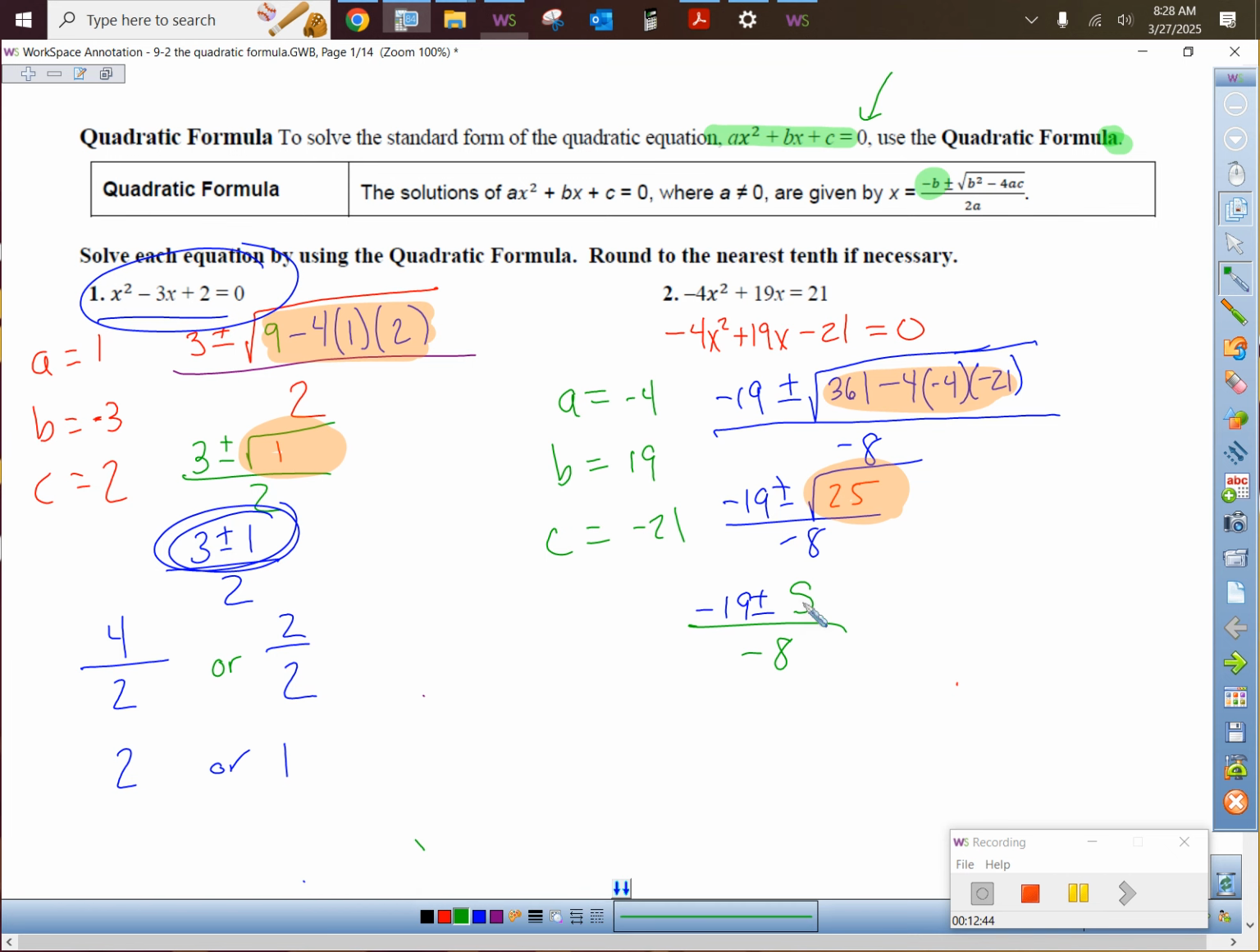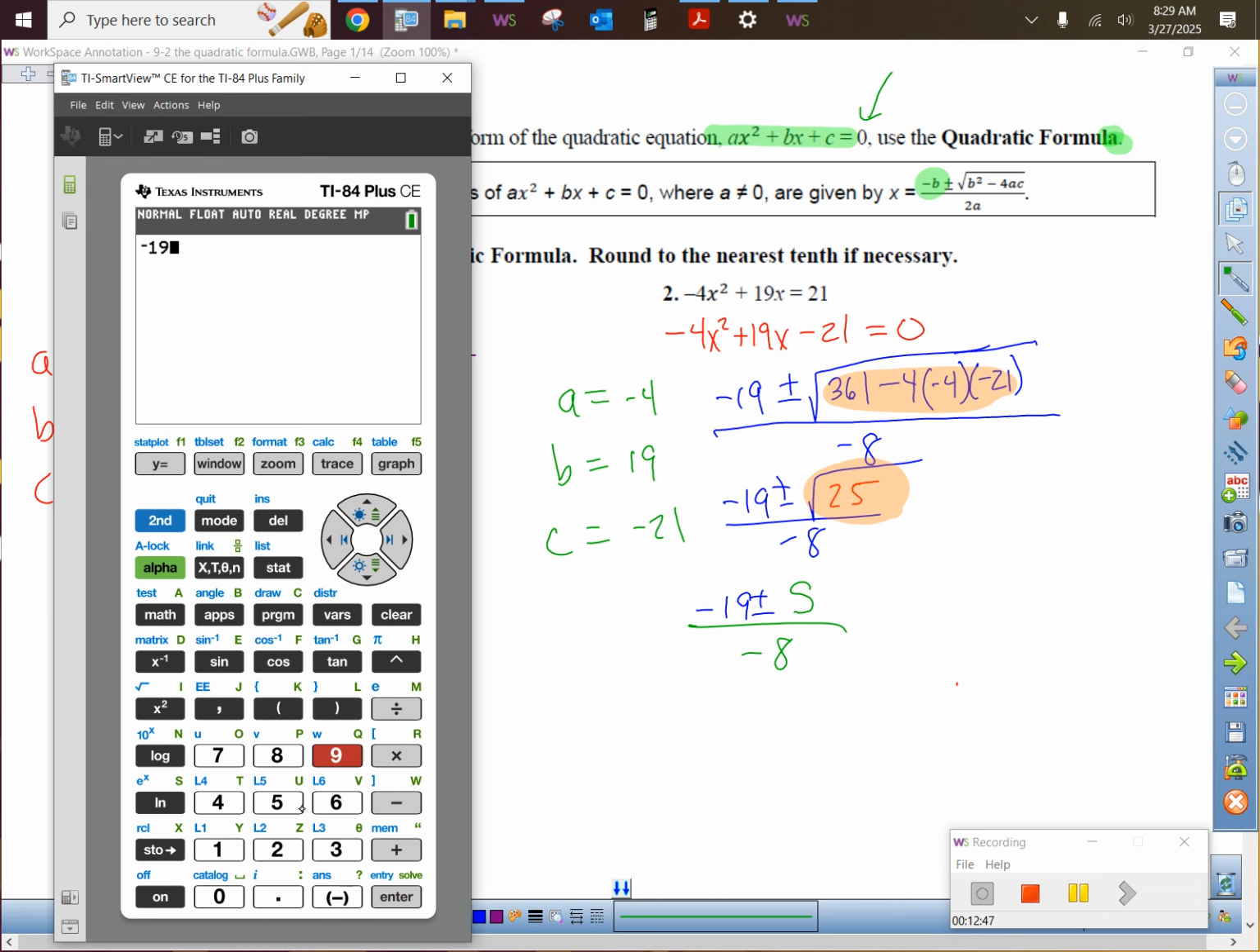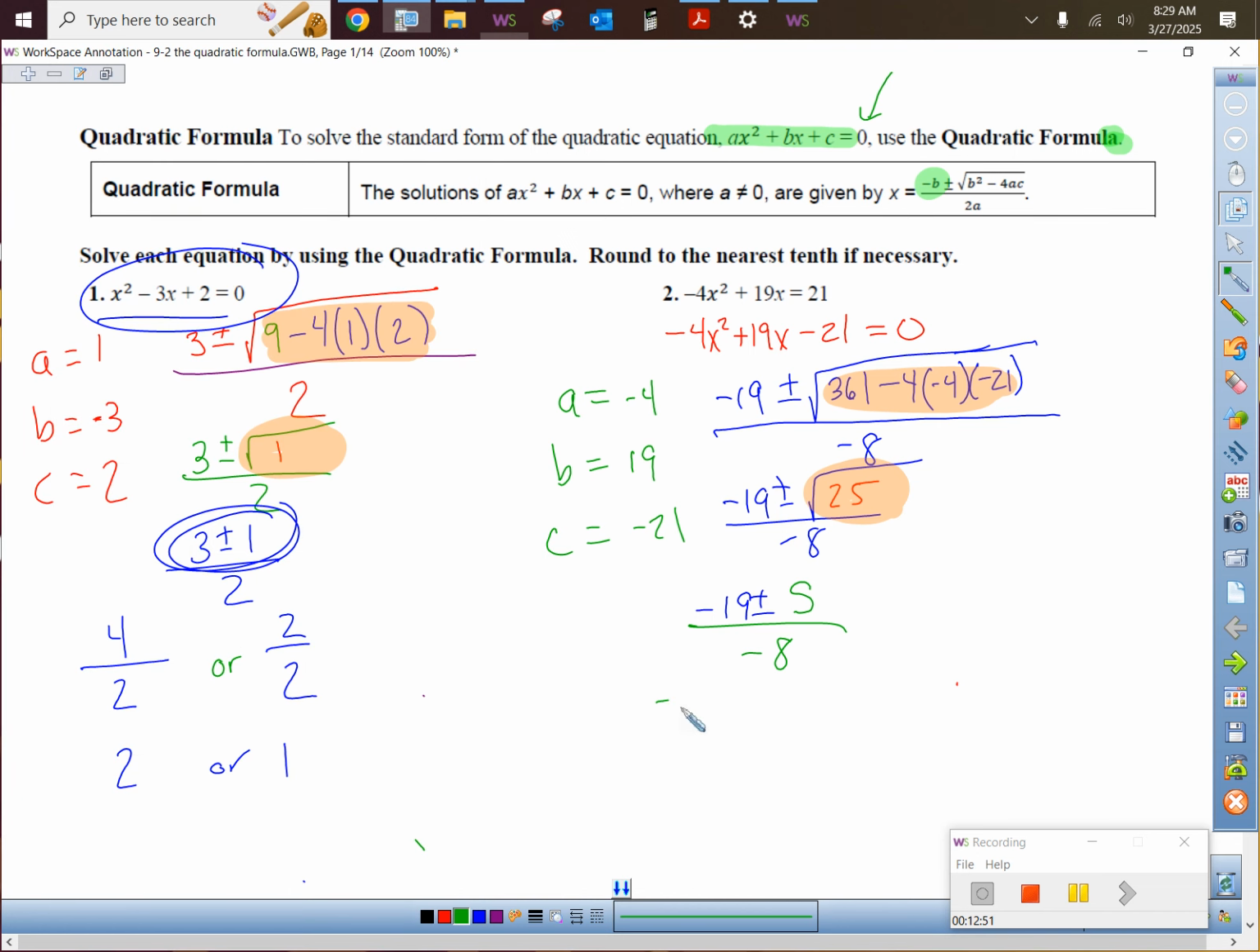So what's negative 19 plus 5? If you need to use a calculator, great. Negative 19 plus 5 is negative 14 over negative 8. We'll clean that up later. I know it will reduce. Or do negative 19 minus 5, negative 24 over negative 8. Now we can clean up both of those little fractions right there. So negative over negative is positive, right? What's 14 over 8, baby?